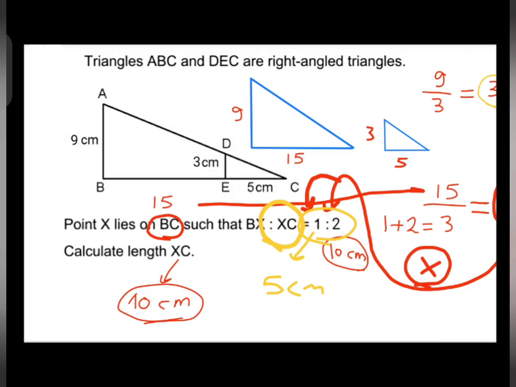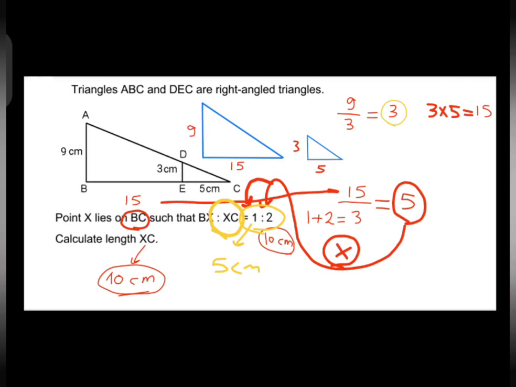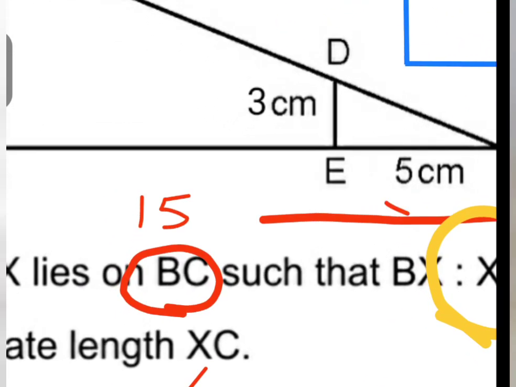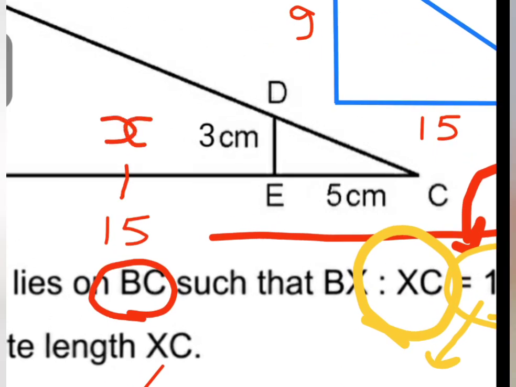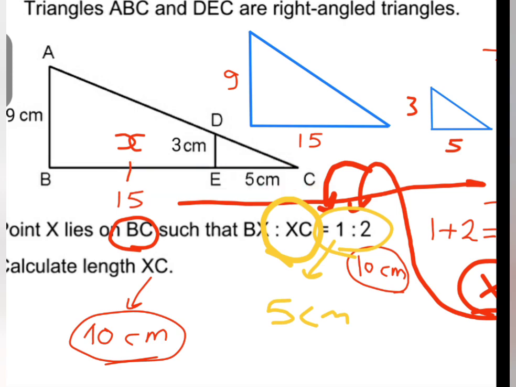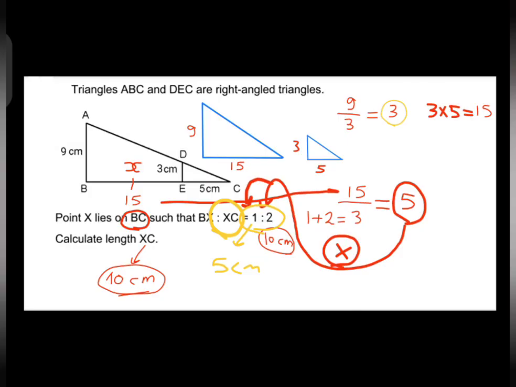Now, some questions will ask you to find point X. It's the same idea, we just found point X. How did we find this? Because we said that XC is 10 centimeters, and this is 5 here, and all of this is 15, so one third of it is 5, so point X is here. Some questions will ask you to put it on the graph, and some questions will ask you to find the length of lines. So we said that XC is 10 centimeters, so point X is here. And this is how you answer a question like this.